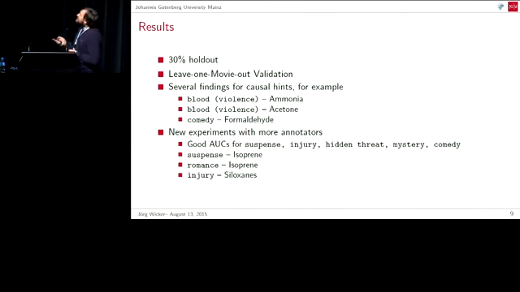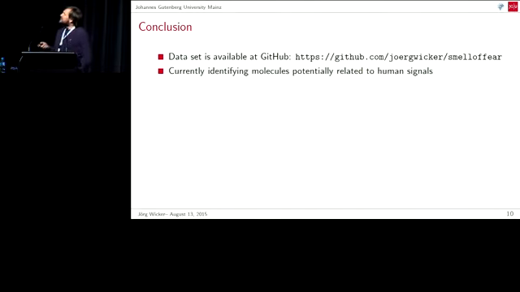Okay. Come to conclusions. So the good news for you is the data set is freely available. We released it on GitHub. You can download it and analyze it. If you find something, please tell us. We're really interested in that. At the moment, we're identifying these molecules and finding the relations there and where they come from.